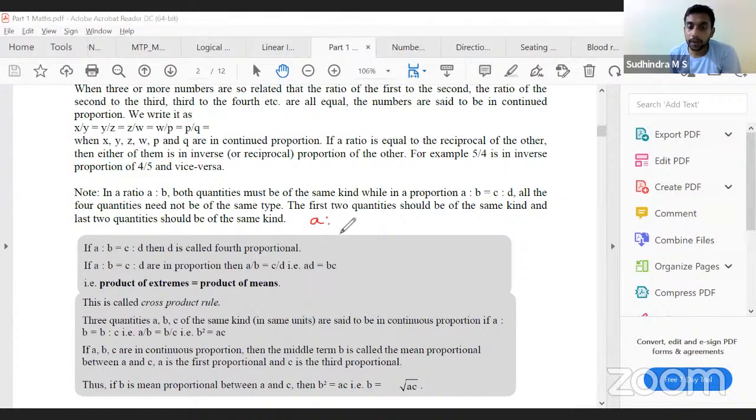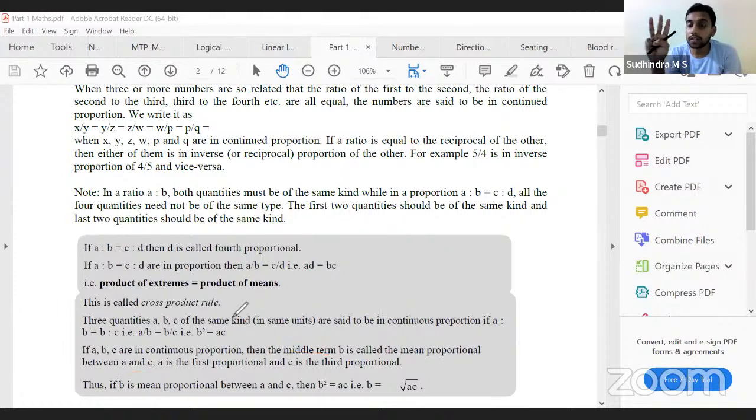A:B and B:C are two ratios where B is common. We call it continued proportion if A:B is as B:C. In such cases, the product of extremes is equal to the product of means, so B square is equal to AC. B is called the middle term, that is the mean proportion. There is only one mean in that case, and A and C are called the extremes.